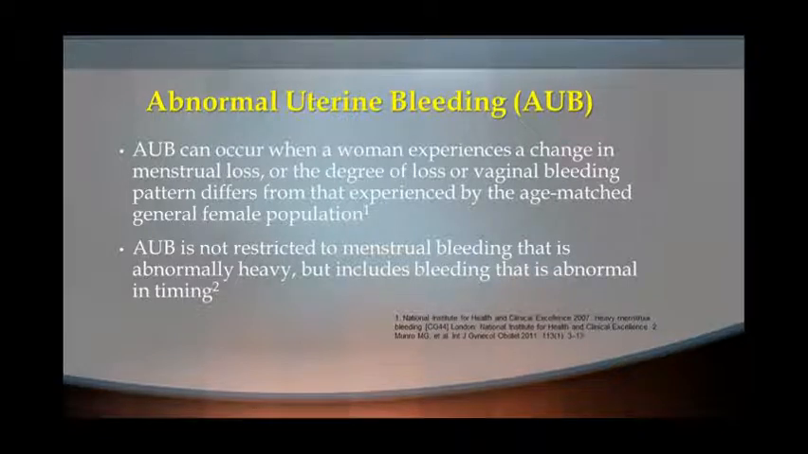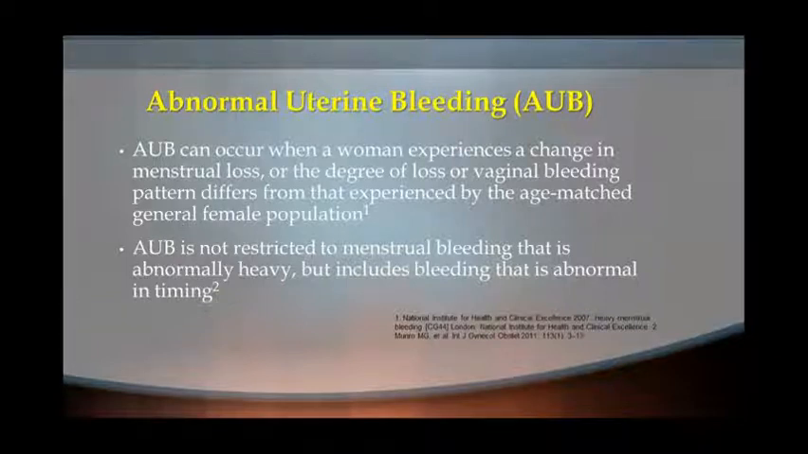Every time I speak about this topic, I present the definition put by the National Institute of Health about abnormal uterine bleeding. And reading that summarizes how confusing the entity is. They say that abnormal uterine bleeding occurs when a woman experiences a change in menstrual loss or the degree of loss or vaginal bleeding pattern that differs from that experienced by the age-matched general female population.